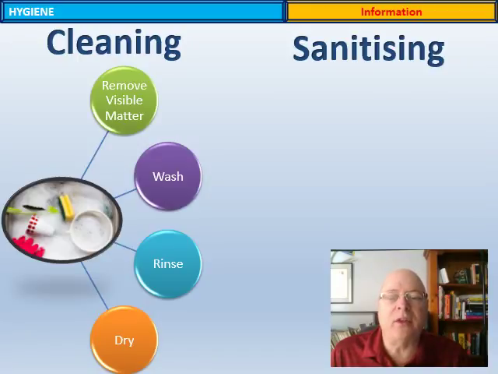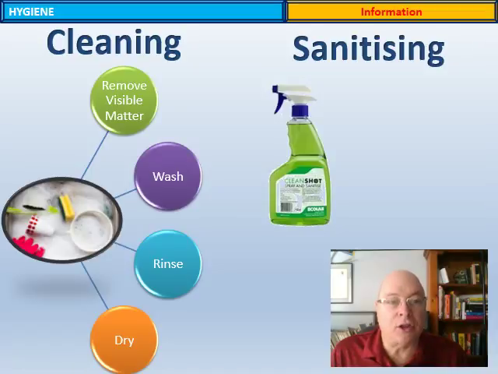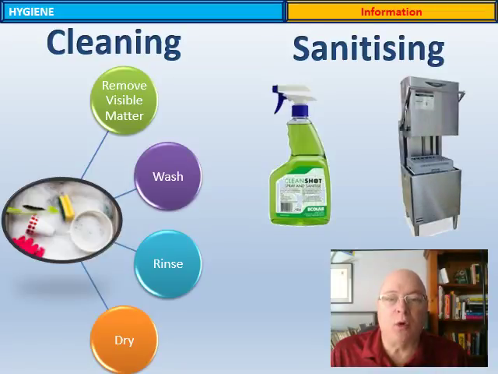Sanitizing is done with an antibacterial spray on a surface that has already been cleaned. Heat is also a good sanitizer. When the temperature is more than 75 degrees, bacteria will die. The rinse water in the dishwasher is over 75 degrees to ensure that the utensils and equipment are free of bacteria.